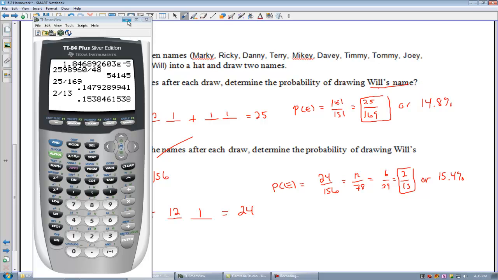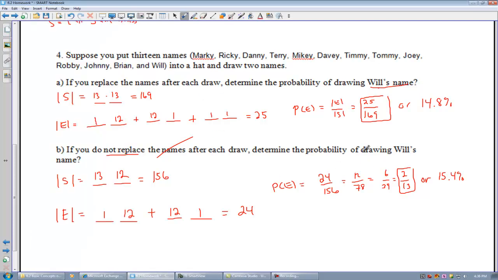So this is somewhat interesting. You can see that we're actually more likely to draw Will's name if we do not replace it versus replacing it.